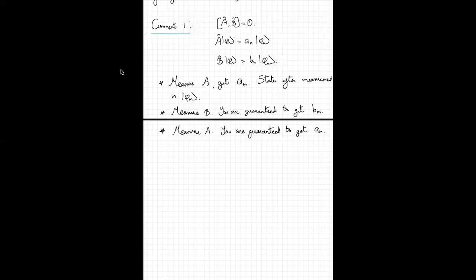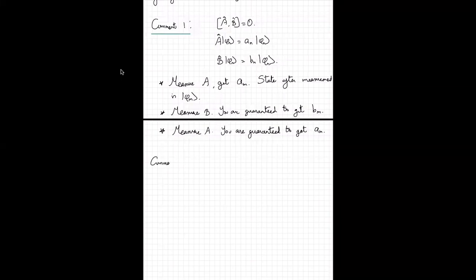You can also measure A two or three times continuously and then measure B. Nothing ever happens. You get either Am or Bm, provided that you do the measurements rapidly. You don't give the system a chance to evolve in time. I will explain what this evolving in time means.